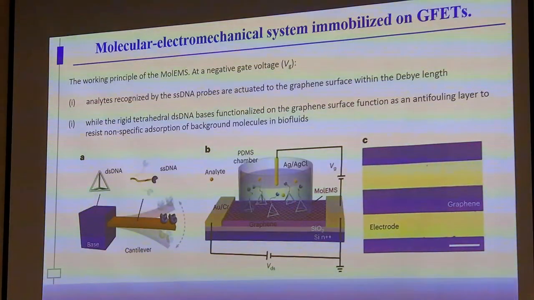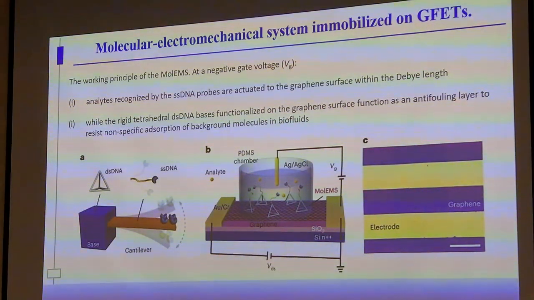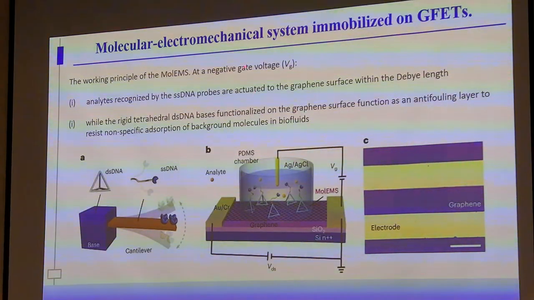This is a very interesting and unique mechanism for biological sensing. Here they are mixing a molecular electromechanical system with a graphene FET device. This molecular electromechanical system is kind of like a cantilever, and this cantilever will interact with the analyte. Then, based on the charge, it can take that analyte to the surface of the graphene, and then the signal will happen. I will discuss what they are made of in the next slide.